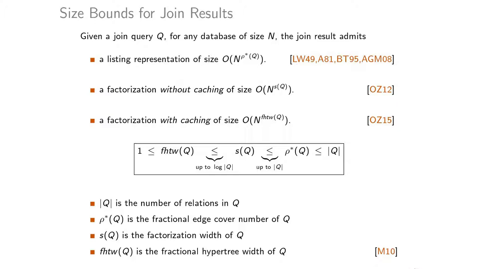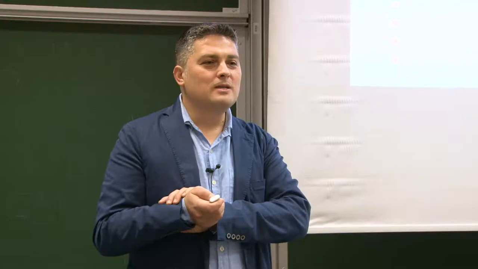Here you have the fractional hypertree width, which is the one for factorization with caching. Then this is the other one for factorization without caching. And this is our rho star measure. What can be the gaps between them? Between the factorization without caching and rho star, which is for listing representation, the gap can be as large as the number of relations in the query, but it's the number of relations in the query minus one, in fact, right?